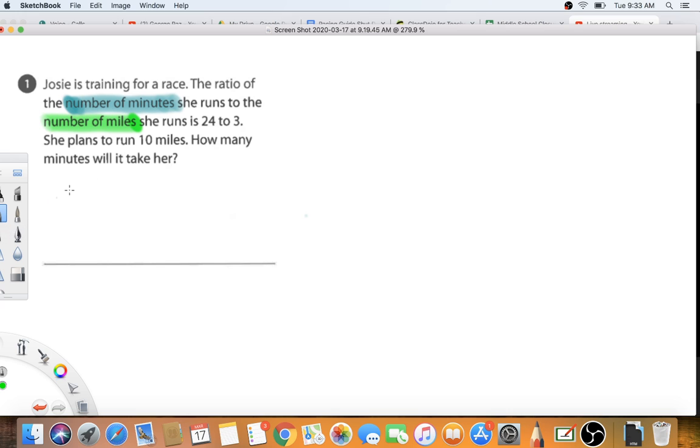She plans to run 10 miles. So before you even use this piece of information, let's just write the ratio, 24 to 3. And this one can be our minutes, and then this one can be our miles. Now it says that she plans to run 10 miles. We know that she runs 3 miles right now.